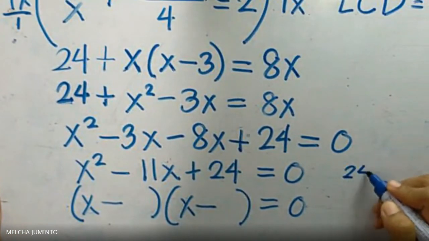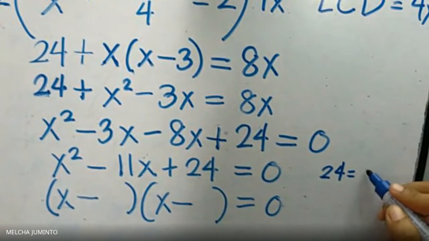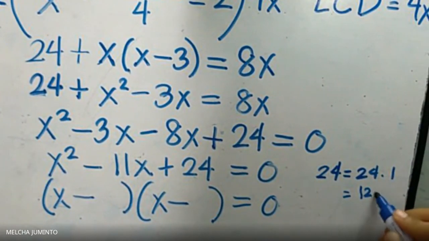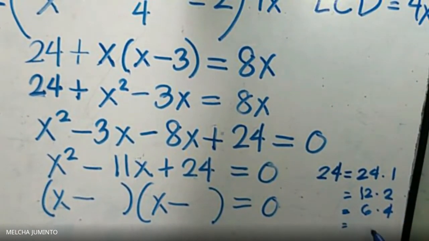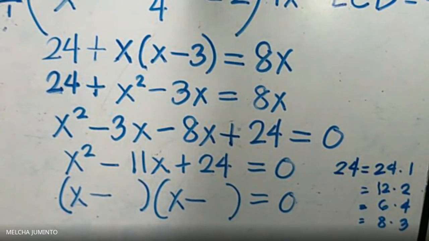24 is a composite number, meaning it has many factors. It can be 24 times 1. It can also be 12 times 2. It can be 6 times 4. It can be 8 times 3. Can you think of other factors? Okay, so those are some examples of the factors of 24. Now, among these factors, among these pairs of numbers, we choose which one will give us 11 once we add.